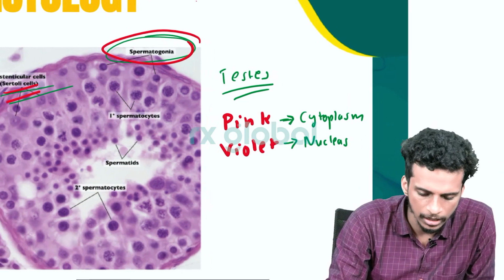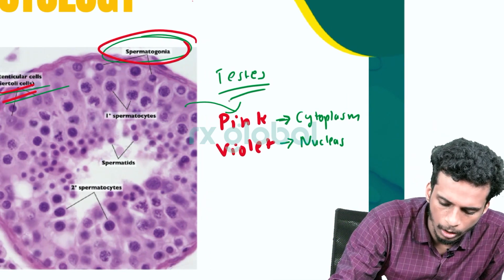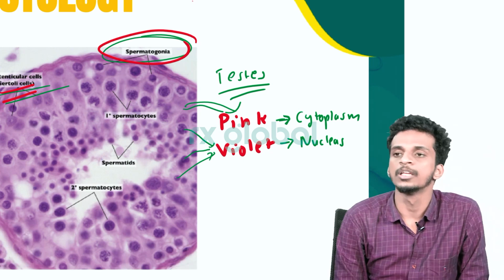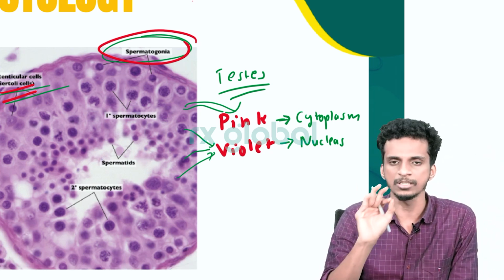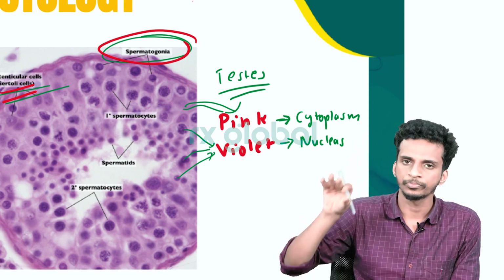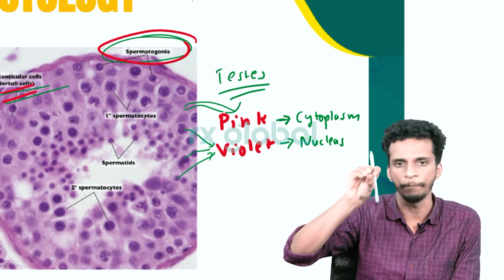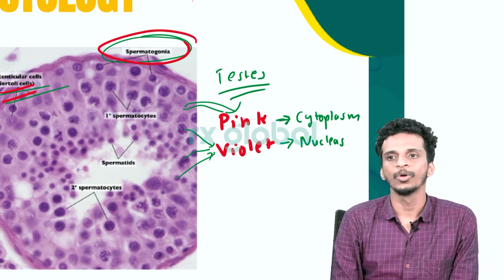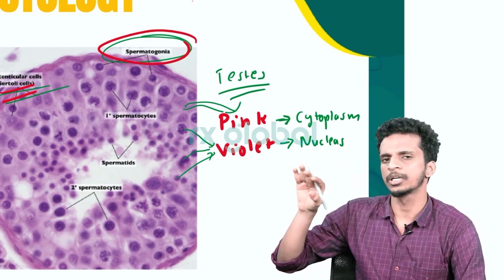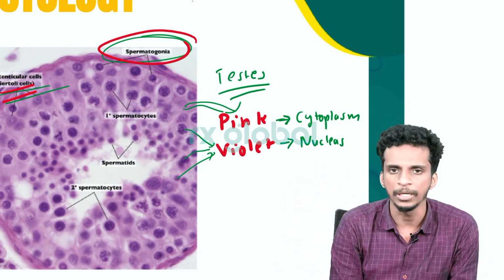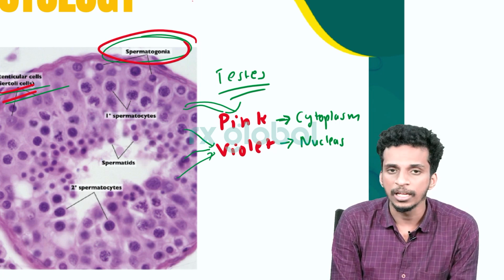In this figure you can see that this part and all these are pink, so these are the cytoplasm, but some parts are violet in color, so these are the nuclei. This is the basic of histology. Usually in any tissue, cytoplasm is stained pink in color, and the nucleus is stained violet in color. So I hope it's clear to everyone. Every tissue takes two colors.